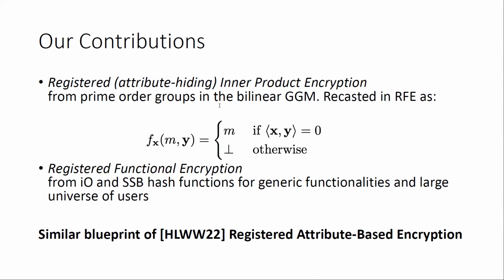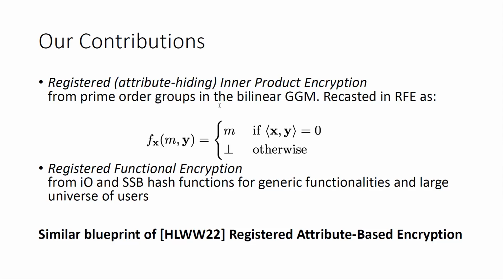In our paper, we have two main contributions. First of all, we define a registered attribute-hiding inner product encryption from prime order groups in the bilinear generic group model. In the context of registered functional encryption, it can be recast as a function that has an embedded vector x and takes as inputs the message and the vector y, and either outputs the message if the inner product is 0, or bottom otherwise.